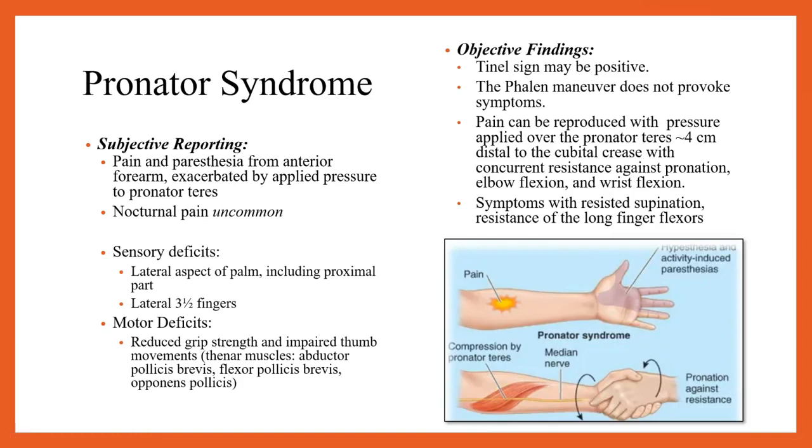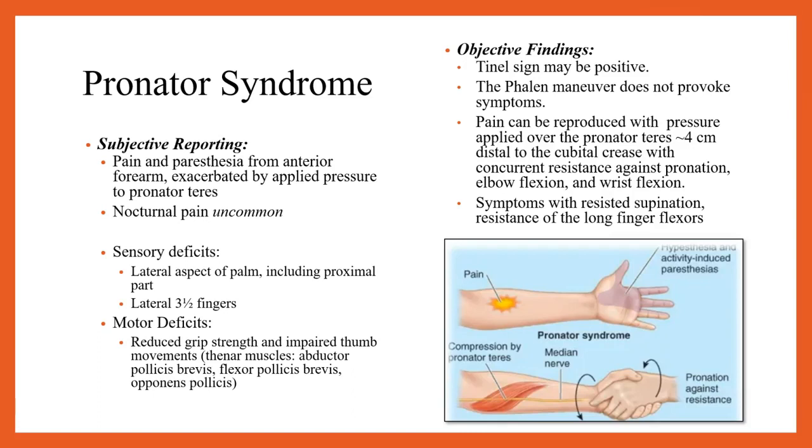They're going to complain of pain and paresthesia from the anterior forearm exacerbated by applied pressure to the pronator teres. Nocturnal pain is uncommon in these individuals. This is mainly with working or resting your arm on stuff. So working meaning the muscles are working, right? The pronator's working.